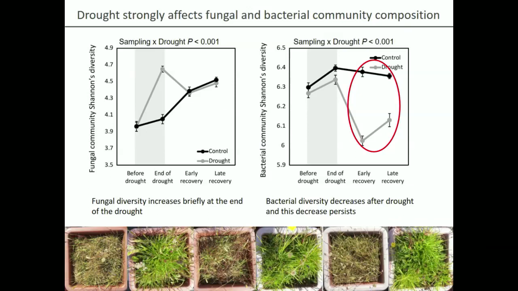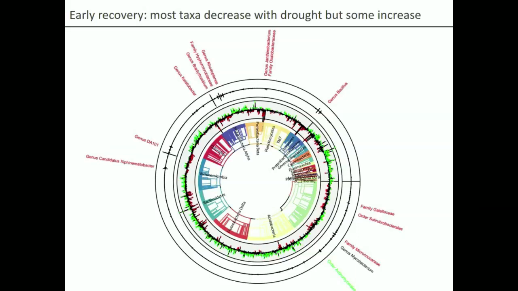So I'm going to focus on these two recovery treatments now. So 1 week after ending the drought and 2 months after ending the drought. And this is quite a complicated graph, but what this shows you is a circular taxonomic tree with the different phyla in different colors for bacteria. And this ring here is showing the fold change of these OTUs that you can see here. And in the case that these have green dots, that means that they are higher in control treatments, so that they're reduced by drought. And when they have red dots, that means that they are actually increased in the drought treatment. And this outer ring is showing the overall abundance of these OTUs.